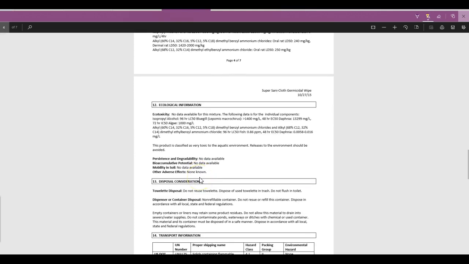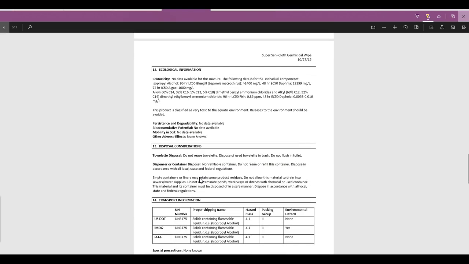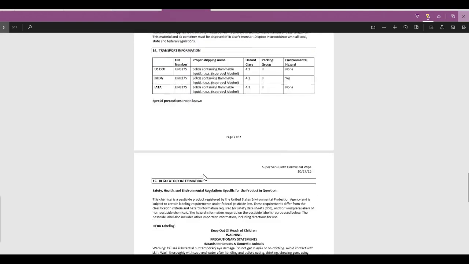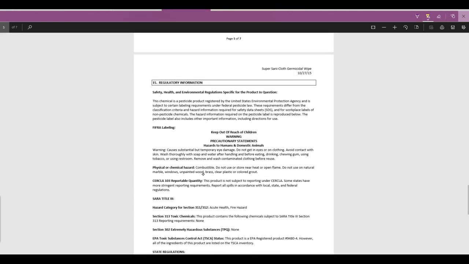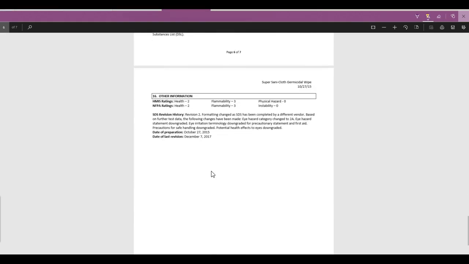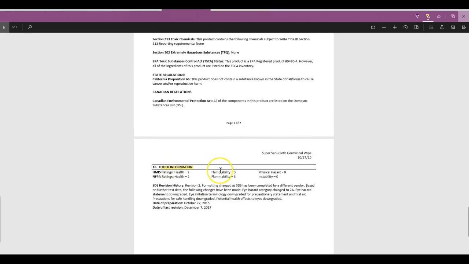Ecological information, disposal considerations. All of those things are just as important. But for a typical employee who's just using these wipes to sanitize their work areas, maybe not quite as important as the exposure information or protective information. Cautionary information is going to be in the first 8 sections. So that's a standard SDS sheet.